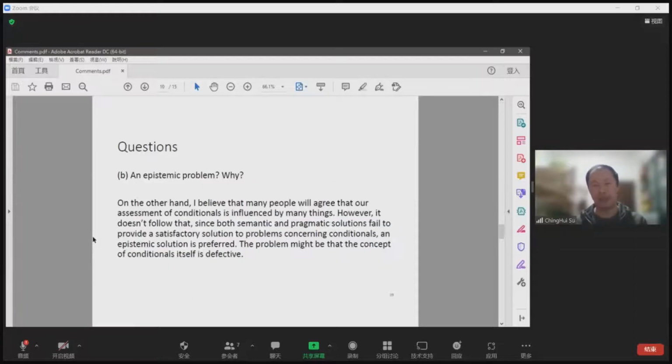The third question is, on the other hand, I believe that many people will agree that our assessment of conditionals is influenced by many things. However, it doesn't follow that, since both semantic and pragmatic solutions fail to provide a satisfactory solution to problems concerning conditionals, the epistemic solution is preferred. The problem might be that the concept of conditional itself is defective.